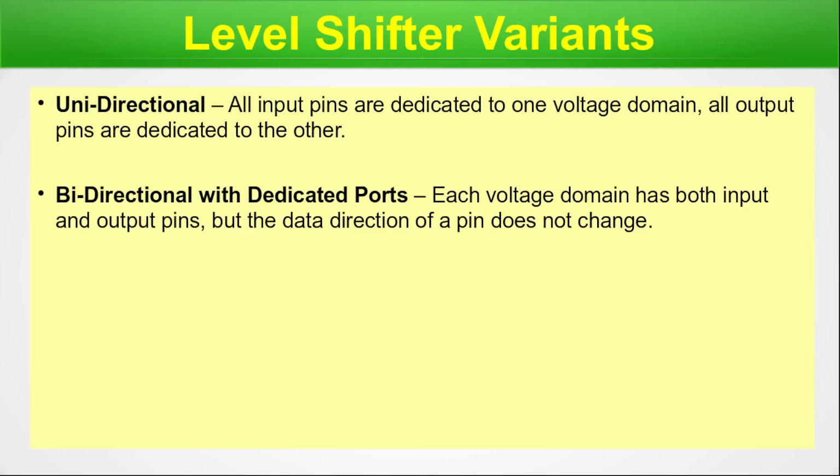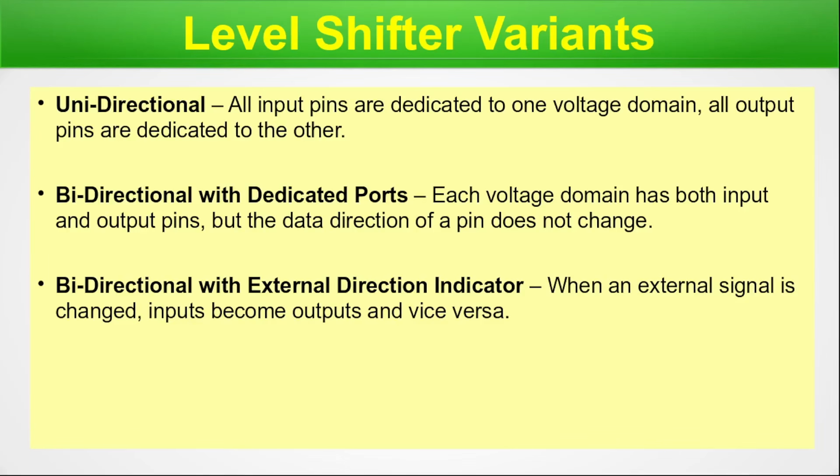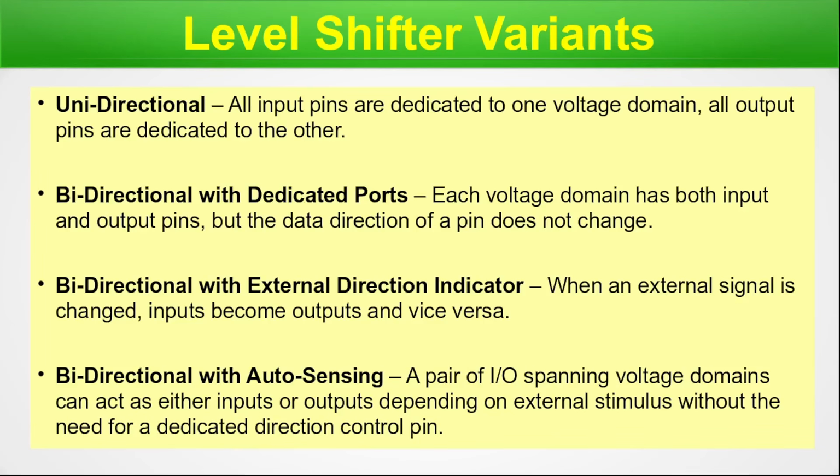Bidirectional with dedicated ports: each voltage domain has both input and output pins, but the data direction of a pin does not change. Bidirectional with external direction indicator: when an external signal is changed, input becomes output and vice versa. Bidirectional with auto sensing: a pair of I/O spanning voltage domains can act as either input or output depending on external stimulus, without the need for a dedicated direction control pin. So you have the definitions talked about in this slide, and in the previous slide you have the positioning information.